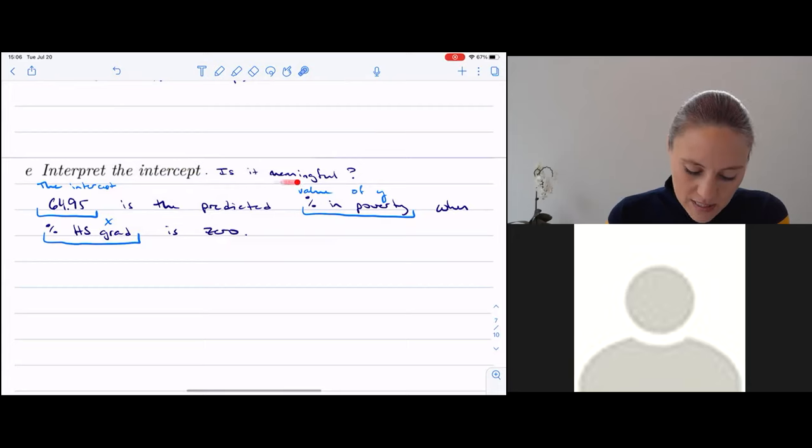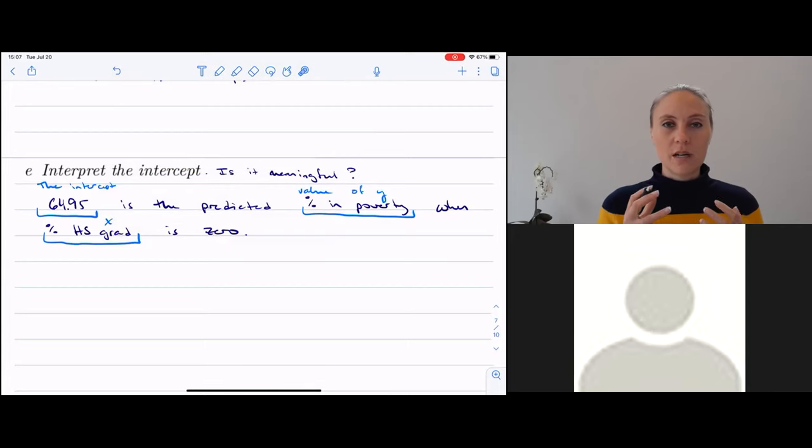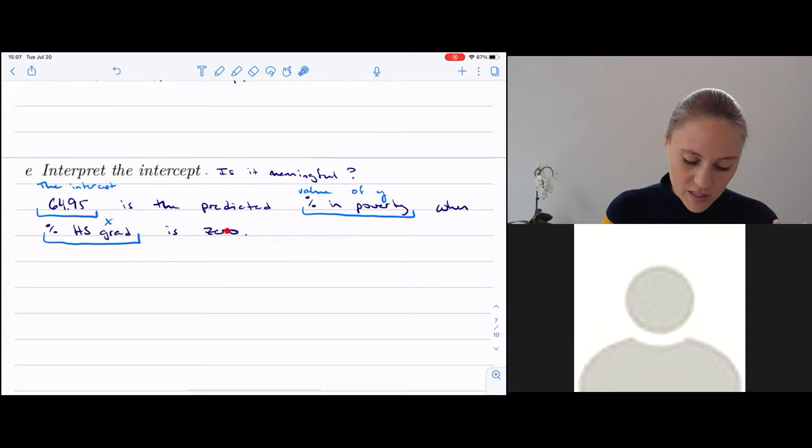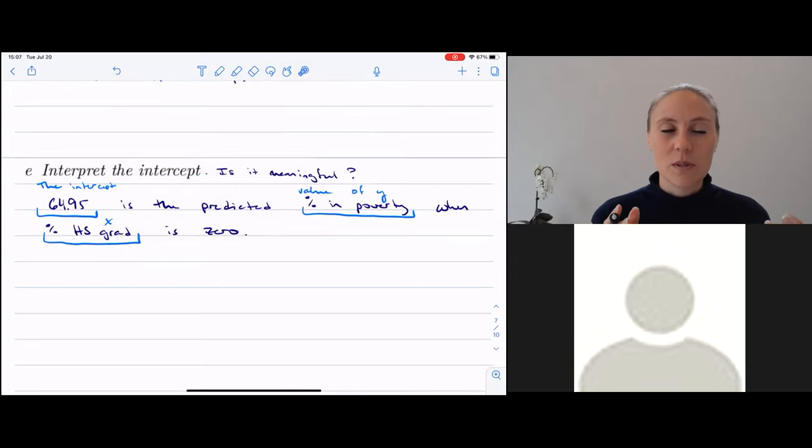Now, to address the is it meaningful, it's kind of tricky, but also easy in the sense that whatever you argue, as long as you argue it based off of x being zero, you can't be wrong, right? You can argue that yes, it is meaningful because X can be zero. So in this case, the percentage high school grads, in my opinion, it's very unlikely that it would be zero and would still be a variable that we would use, right? So you could say, oh, well, there could be a case where there's no more high schools, then the percentage of high school grads would be zero.